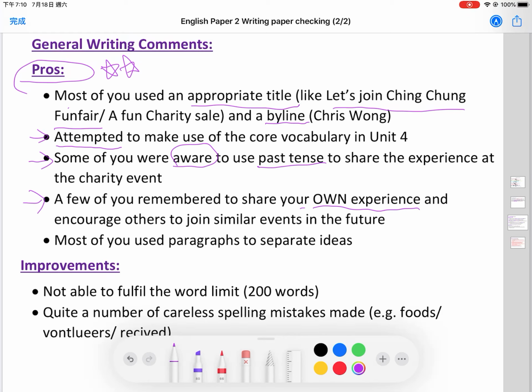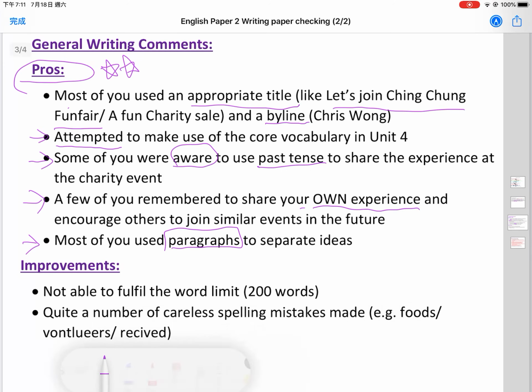I hope that you could join this. I hope that we can join similar events in the future together, which is really good, okay? Okay, and then most of you used paragraphs to separate ideas. Now, having a good organization is very important in writing, because that will make your readers understand what you are writing better. Okay, so that's a very good attempt, to remember that you need to use paragraphs to separate ideas.